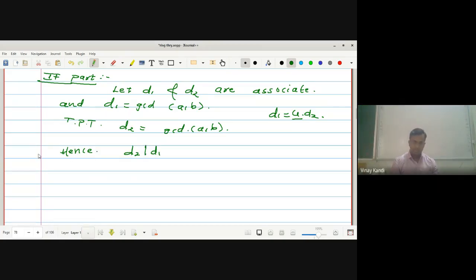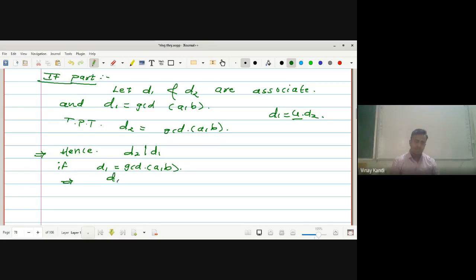Okay? D2 must divide D1. Now, D1 is what? GCD of A and B. If D1 is the GCD of A and B, and D1 and D2 are associated, what does that mean? D1 is equal to U into D2. Okay. Hence, D2 divides D1 by the definition of divisors.